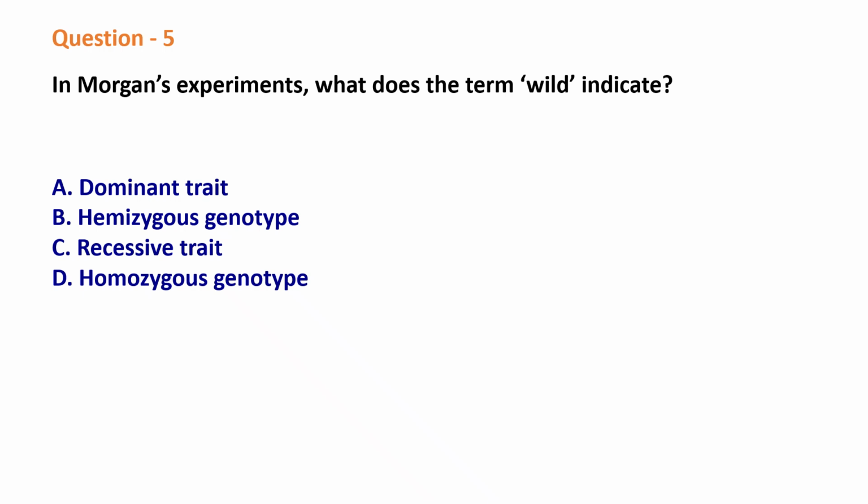Question 5. In Morgan's experiments, what does the term wild indicate? Options: dominant trait, hemizygous genotype, recessive trait, homozygous genotype. Correct answer is dominant trait.